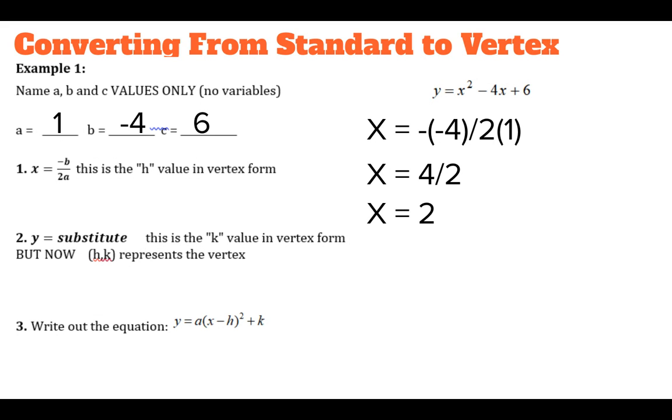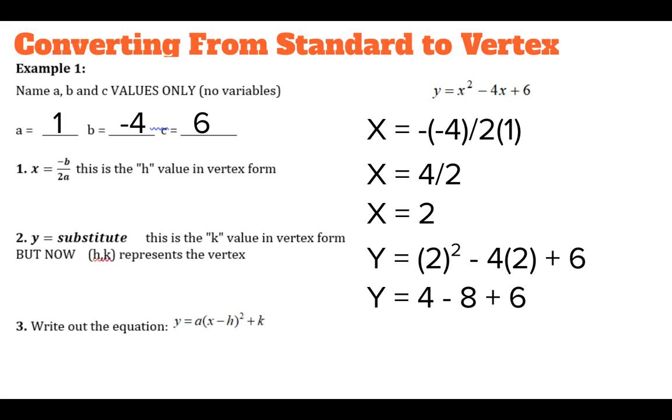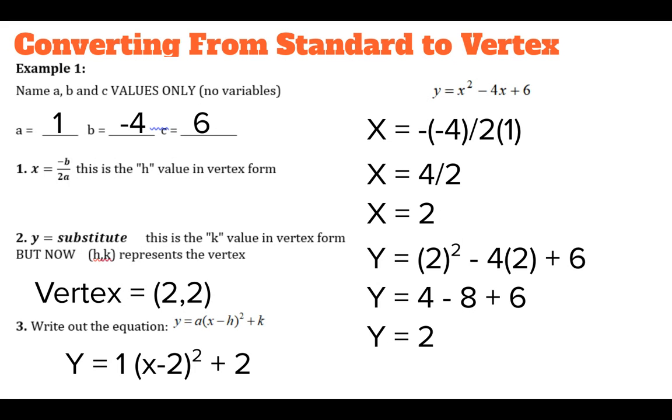Now I'm going to take that and plug it into the equation. So 2 squared minus 4 times 2 plus 6. I'm going to get 4 minus 8 plus 6. So my y is 2. So that is my vertex. Now all I do is plug it into my vertex form. My a comes down from my original equation, and I plug in my vertex, and I'm done. That's pretty much what we've been doing for graphing in standard form.